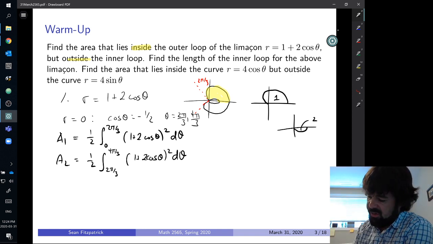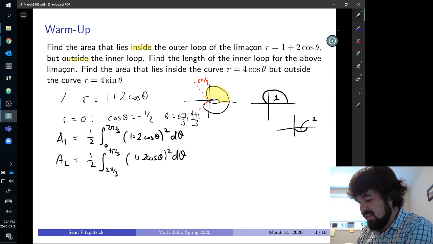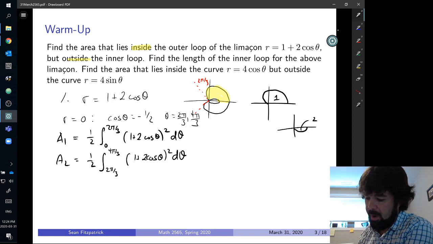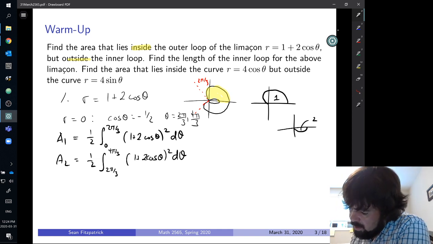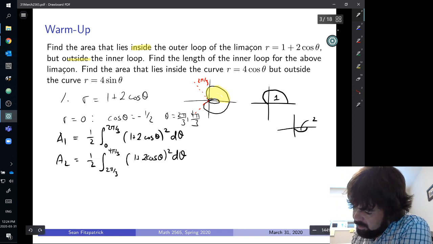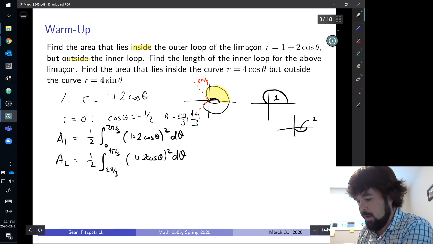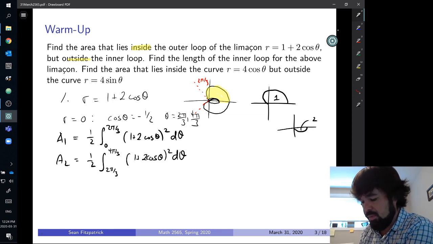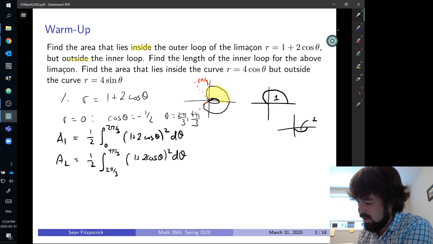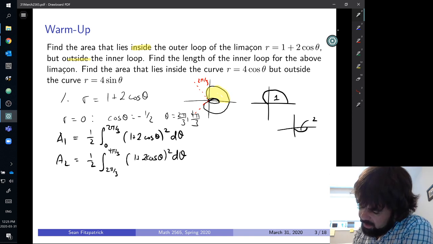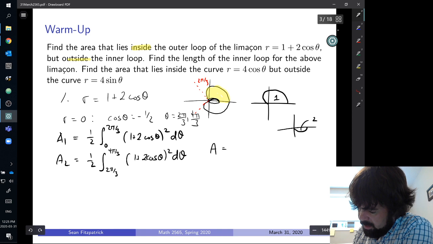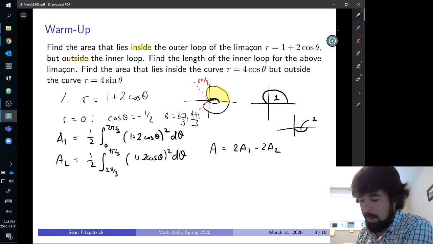There are other ways you could set this up, of course. If we did the top half of the inner loop, then we would want to go from 4π over 3 to π, I believe. Or actually, sorry, from π to 4π over 3. Yeah, from π to 4π over 3 would do that bit there, okay? There's more than one way to set this up, and you can play around and check that you get the same answer either way. So the total area in this case would be twice the first area minus twice the second.